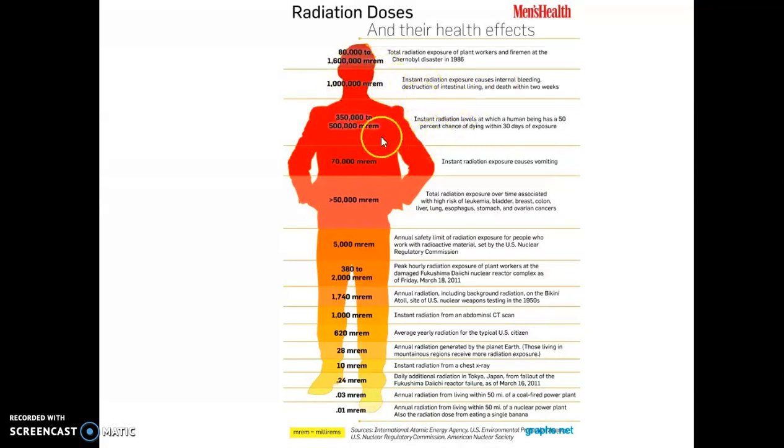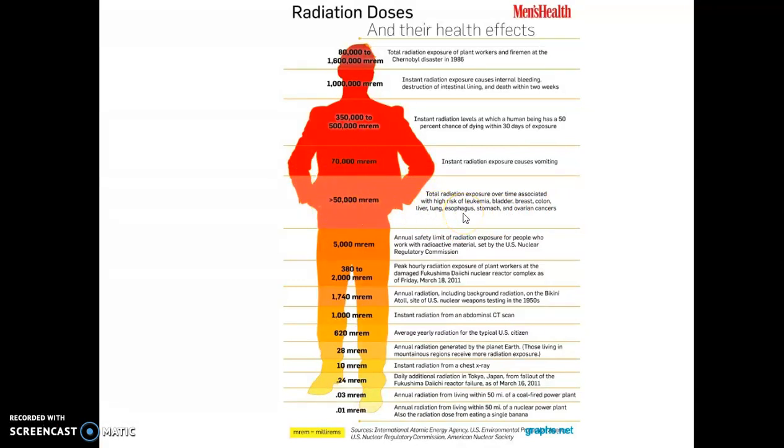So when you start getting up into here, you get some serious damage to the tissues because of the gamma rays. So total radiation exposure over time is associated with high risk of leukemia, bladder, breast, colon, liver, lung, esophagus, stomach, and ovarian cancers, kind of in this range right here.